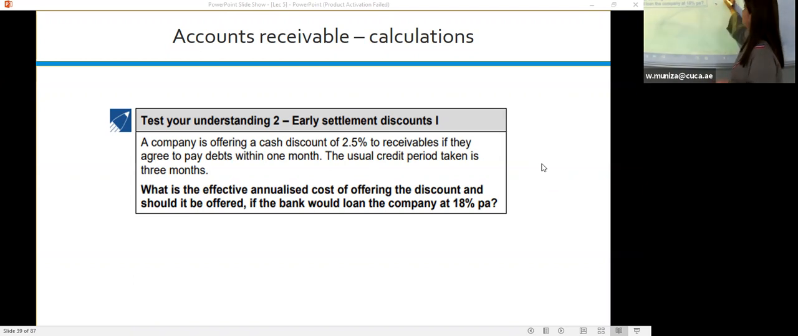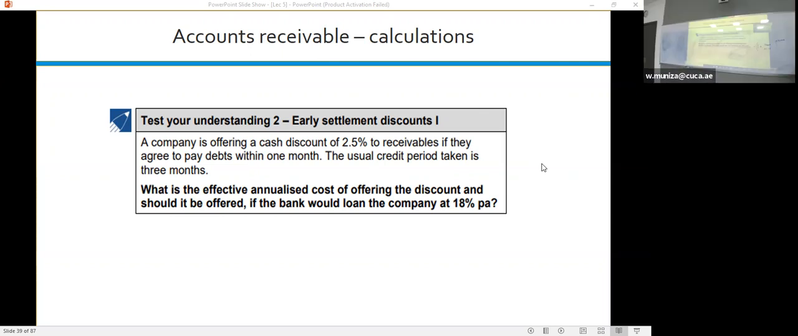What is the formula? (1 + discount / amount left to pay) raised to the power of the number of periods, which is n, minus 1. But how do we calculate the number of periods? 365 days divided by the number of days earlier than the usual period that we are paying. The -1 is not part of the number of periods.